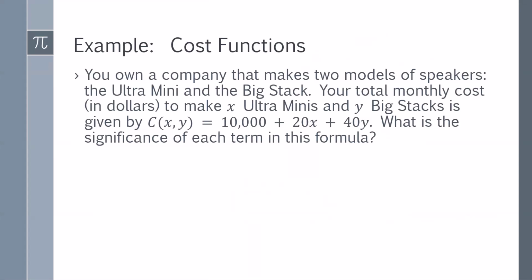Here's an example. You own a company that makes two models of speakers, the Ultra Mini and the Big Stack. Your total monthly cost in dollars to make X Ultra Minis and Y Big Stacks is given by C of X and Y, which is equal to 10,000 plus 20X plus 40Y. What is the significance of each term in this formula?